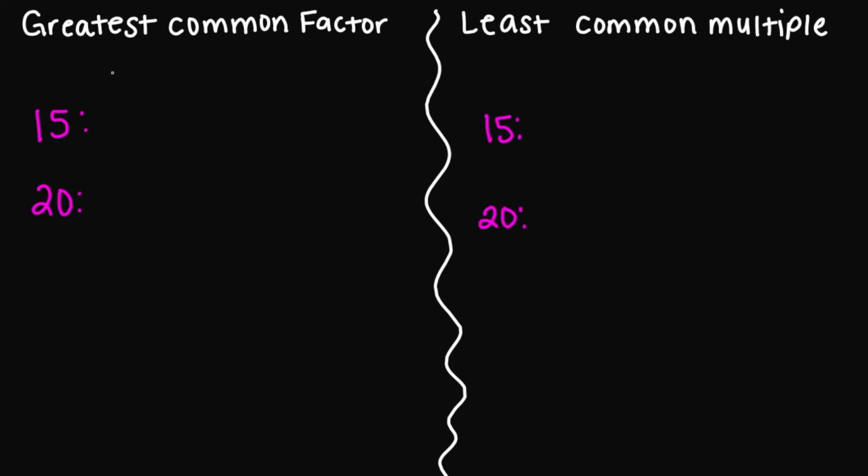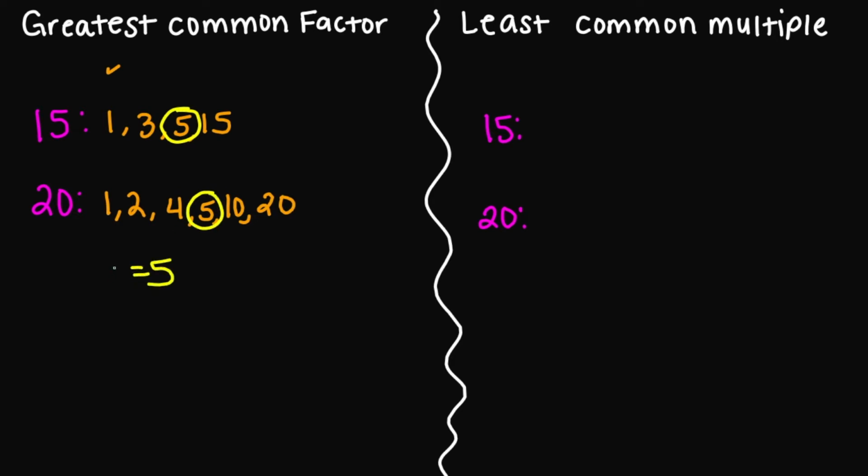So let's look at 15 and 20. We're going to look for the greatest common factor, numbers that when multiplied together give me 15. We have 1 and 15, that's going to give me 15. And then we have 3 times 5, that's also going to give me 15. For my 20, we have 1 times 20. We have 2 times 10, and then 4 times 5. The greatest factor that both of these numbers share is going to be the number 5. So my GCF here is going to be 5.